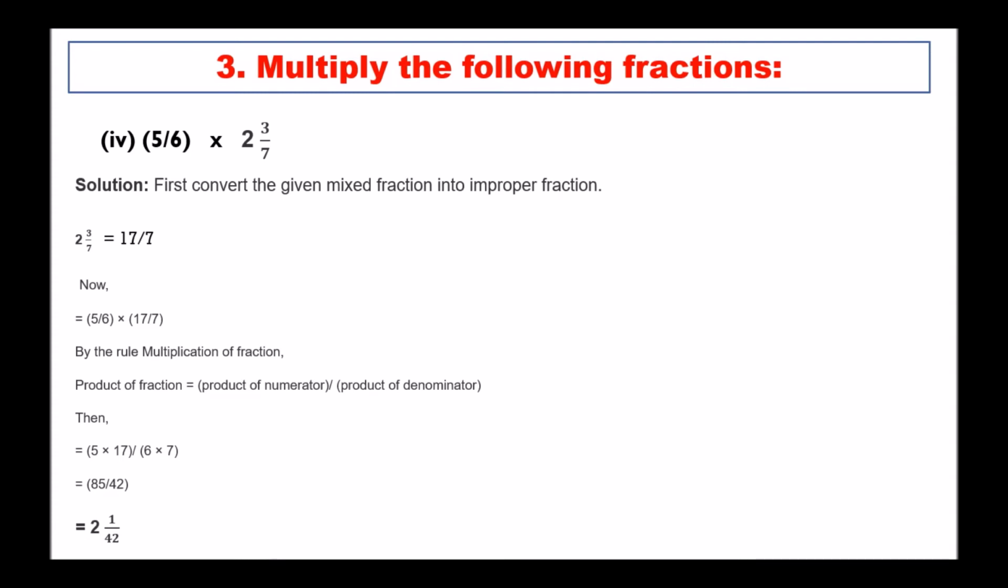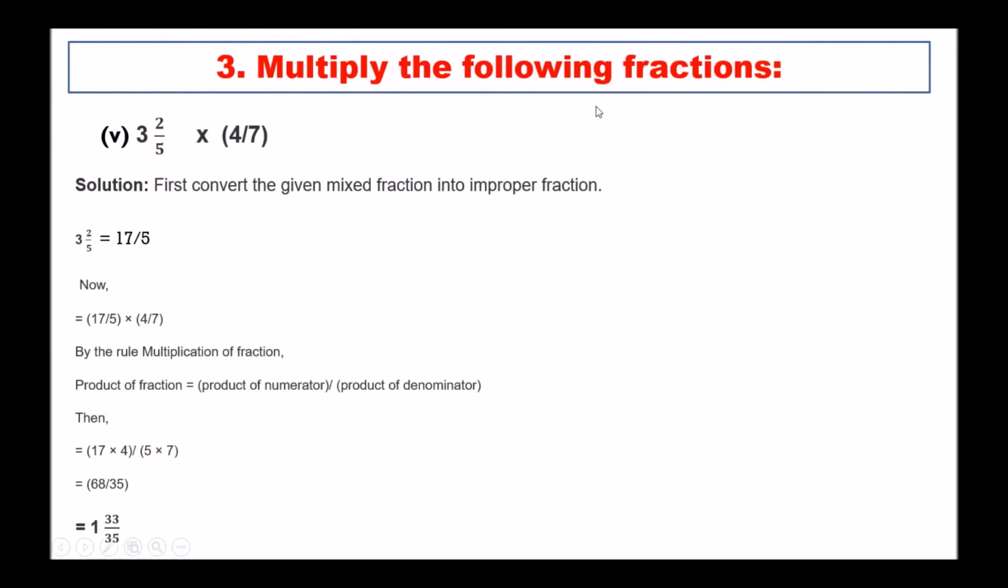Next, multiply the following fractions. So we have to multiply 5 divided by 6 into 2 and 3 by 7. So first we will convert 2 and 3 by 7 into improper fraction. So it will become 17 upon 7. Now we will multiply 5 upon 6 into 17 upon 7. So first we will multiply the numerators. So 5 and 17 divided by 6 and 7. So 5 into 17 is 85 and 6 into 7 is 42. Now we will convert this into mixed fraction, that is 2 and 1 by 42.